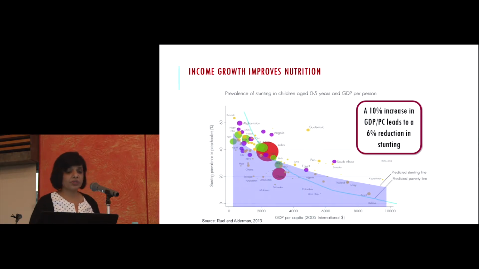What this graph shows on the x-axis is the GDP per capita, and on the y-axis is the stunting prevalence rate of preschoolers. And what this graph shows is that a 10% increase in GDP per capita leads to 6% reduction in stunting rates. That's good news. So why don't we just do income growth? GDP per capita poverty reduction should take us there. But it would be nice if the story is that simple, right?